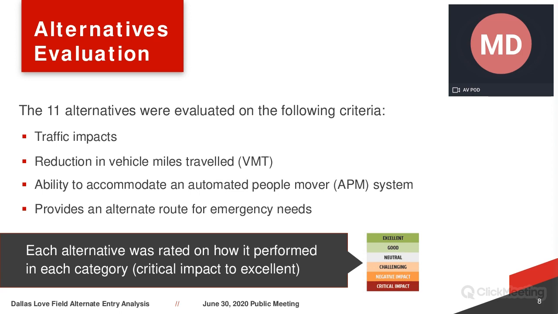We did add, as I mentioned earlier, the ability to accommodate the people mover system to connect to DART, and make sure that the route would provide that pathway for emergency needs if we needed. We used basically a 6 category, whether each of these alternatives on those 4 items provided an excellent solution, a good, neutral, whether it was challenging to provide a solution to our issues with that option, and then in the bottom 2 in our negative and critical impact. Negative and critical impact meaning that alternative would not be able to solve one of the issues that we had identified in that first criteria.